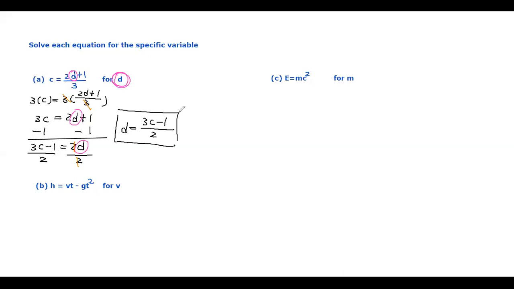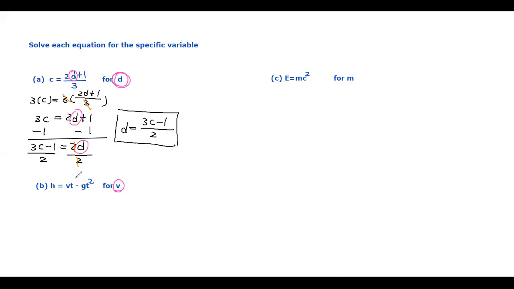Okay, like I said, these three problems are very, very important, right? So make sure you know how to do it. Okay, so now let's take a look at part B here. The formula they give us is H equal to VT minus GT squared. So which variable do they want to solve for? They want to solve for V, right?